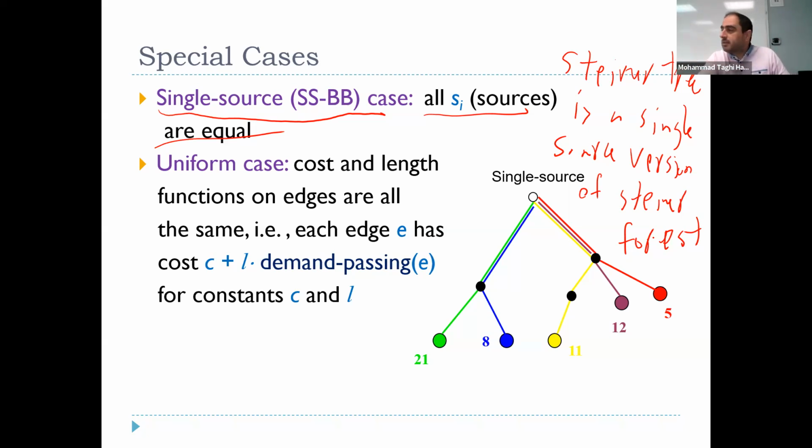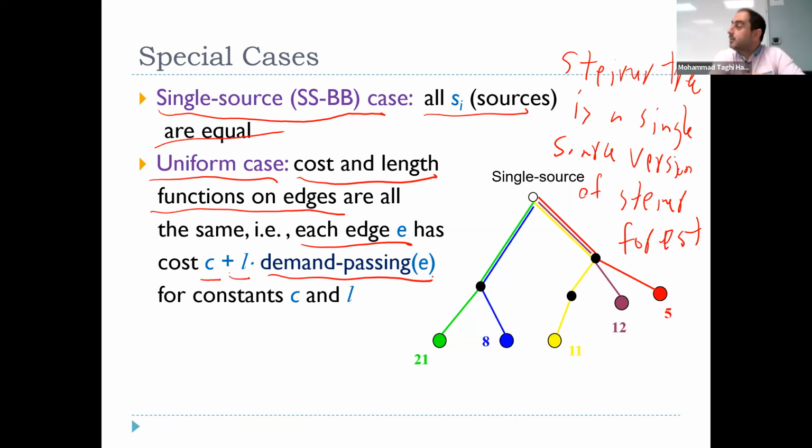Another thing that we will talk about is the uniform case. In the uniform case, the cost and length functions are the same on all edges of the graph. So it means that on each edge e, we have the cost C plus L times the demand passing through it. Good. But here, C and L are independent of the edge.